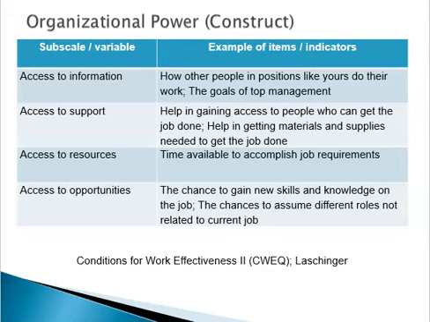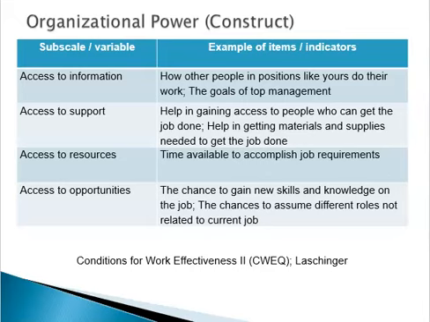Well, on this survey, using a Likert scale, they would ask, to what degree do other people in positions like yours do their work? To what degree are you aware of what the goals of top management are? Access to support has indicators such as: there is help in gaining access to people who can get the job done, and there is help in getting materials and supplies needed to do the job. Access to resources includes the ability to have time available to accomplish jobs.